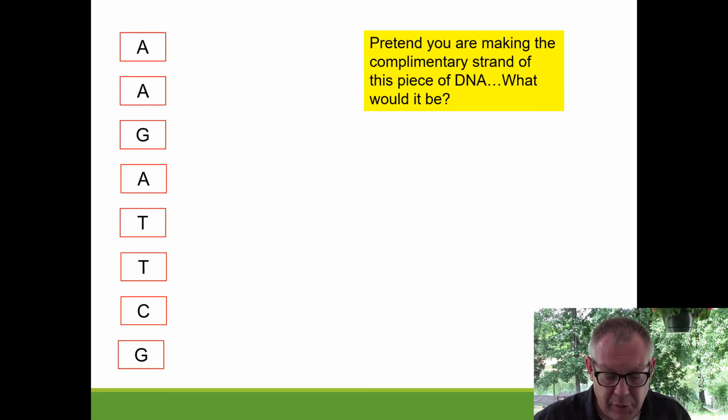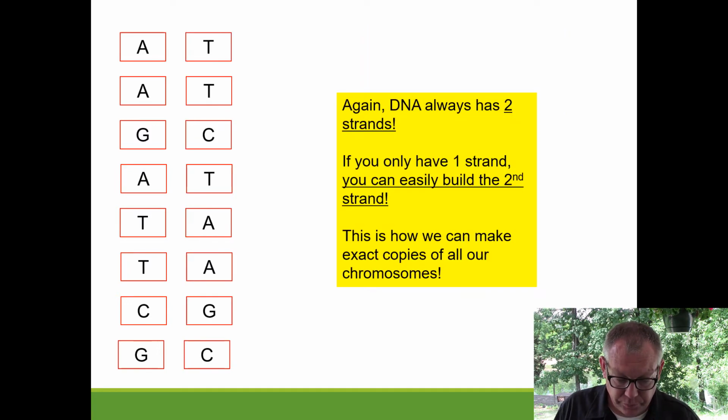Okay, let me give you an example here. Pretend this is a single strand of DNA, and we want to make the complementary strand. So again, A's with T's, C's with G's. If I have one strand, I can easily build the second strand. We just talked about that. This is how we make exact copies of all our chromosomes. This is what DNA polymerase does.